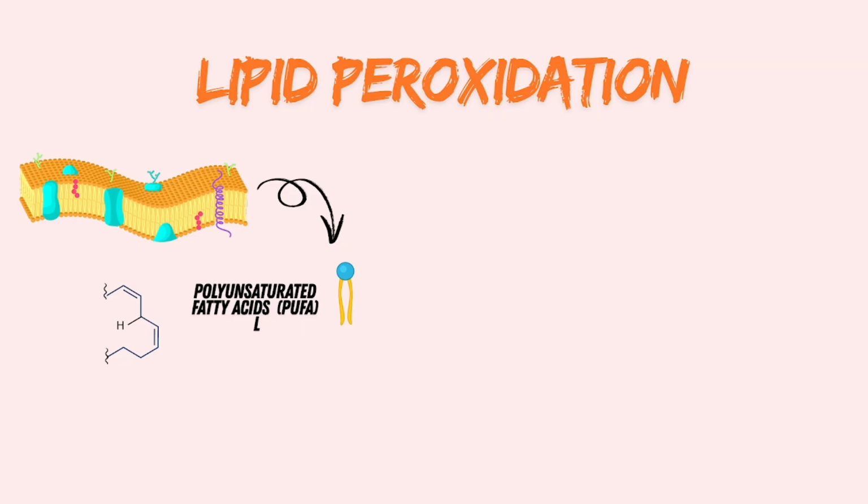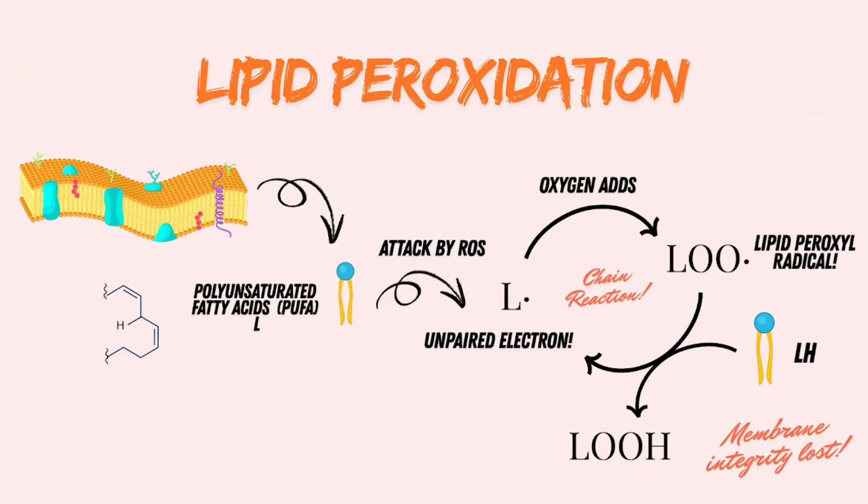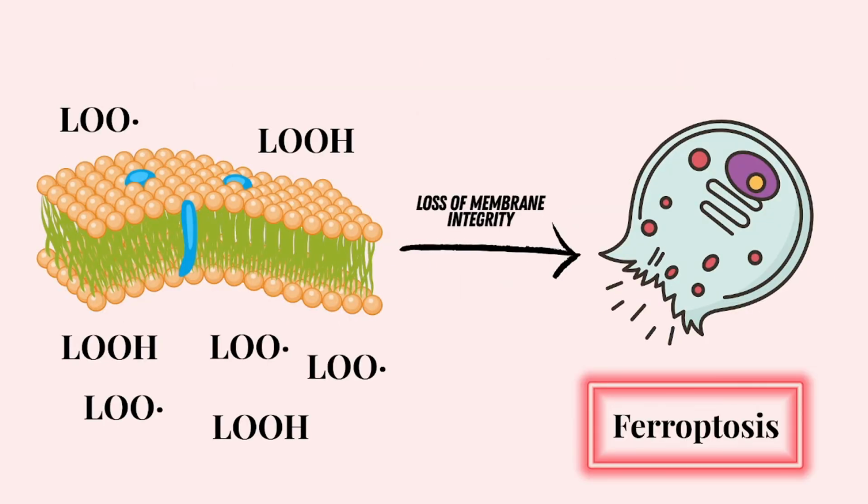This means an ROS can remove a hydrogen from these lipids, forming a lipid-centered radical, which reacts with oxygen to form lipid peroxide. This initiates a chemical chain reaction called lipid peroxidation, a defining characteristic of ferroptosis. Lipid peroxides steal hydrogens from neighboring PUFAs, creating more and more lipid peroxides that eventually compromise the integrity of the membrane, leading to cell death.